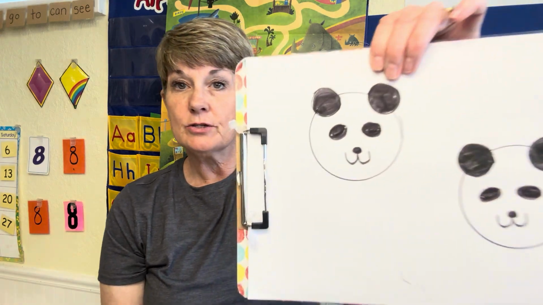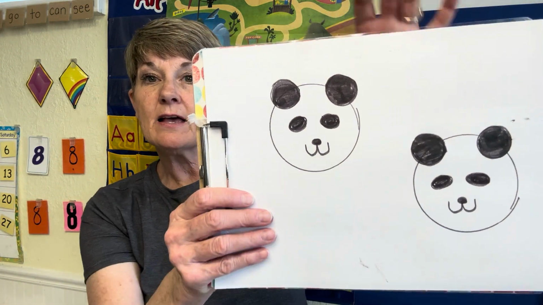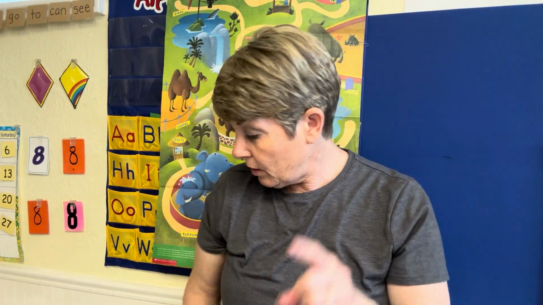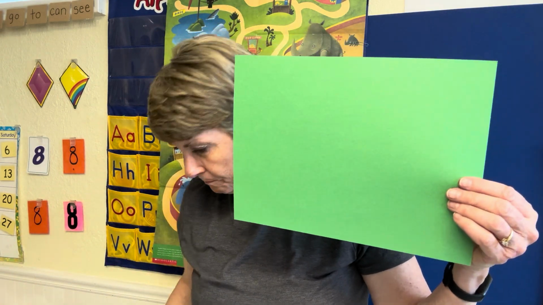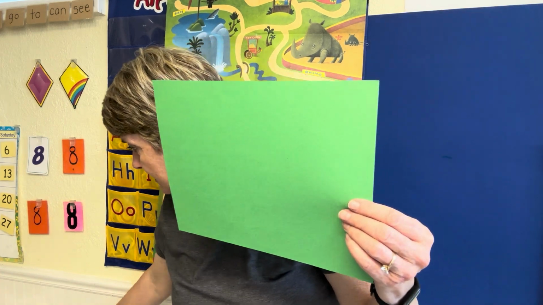Now, what do panda bears eat? Do you remember? Do they eat bamboo? We're going to make some bamboo for the panda to eat. So here's our panda. We're going to lay these down for a minute. Our faces are all done. Now, we're going to get a little piece of green paper, and we're going to cut some strips of green paper. And with these strips of green paper, we're going to make some bamboo. So get a piece of paper and we're going to get some scissors.